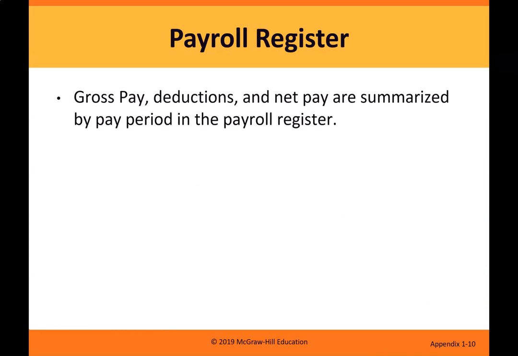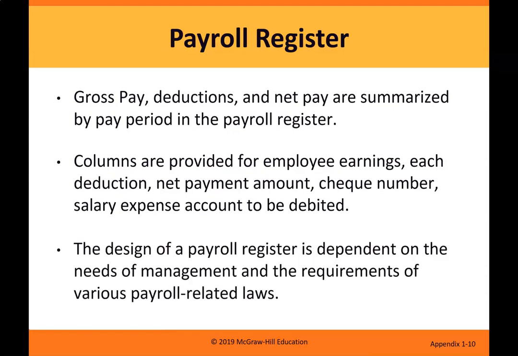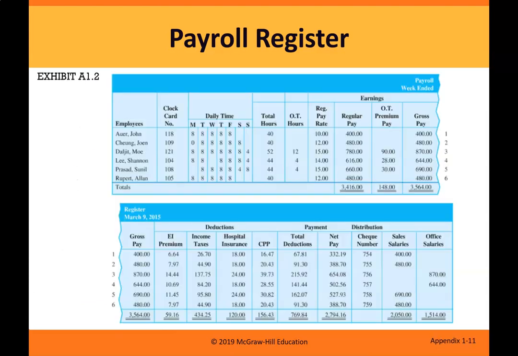Payroll Register. Gross pay, deductions, and net pay are summarized by pay period in the Payroll Register. Columns are provided for employee earnings, each deduction, net payment amount, check number, and salary expense account to be debited. The design of a payroll register is dependent on the needs of management and the requirements of various payroll-related laws. Payroll Register, Exhibit A1.2.